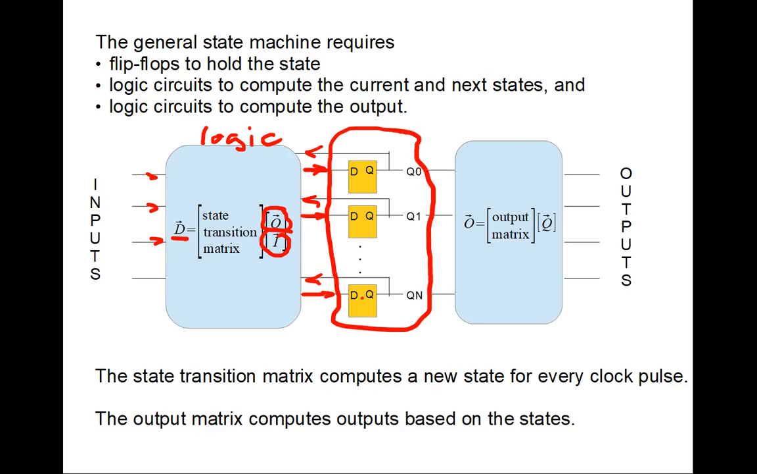So we have a clock that runs here. And at that clock, this logic will produce the D inputs to the flip-flops depending on the current state, which is the Q, and the current inputs, which is the I. An output matrix against the Q vector, the current state, will give us the outputs. So this was a very formal way of establishing one form of a state machine.